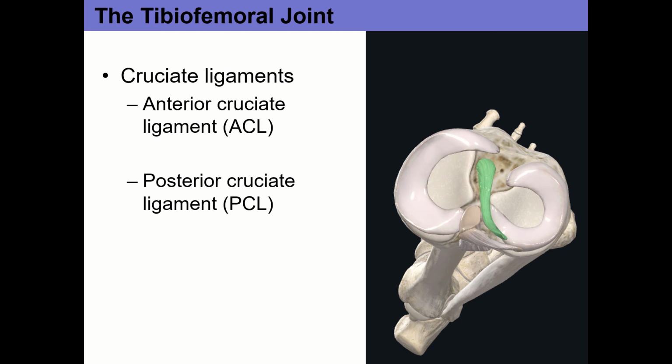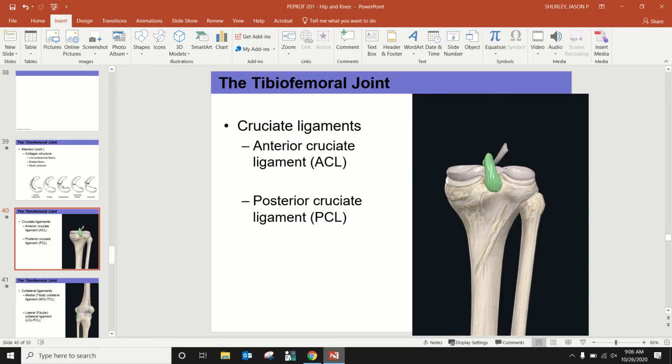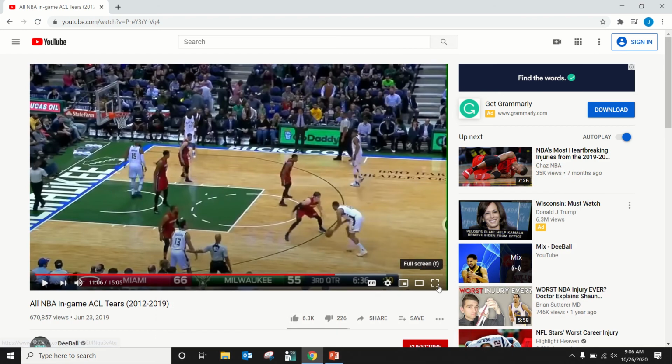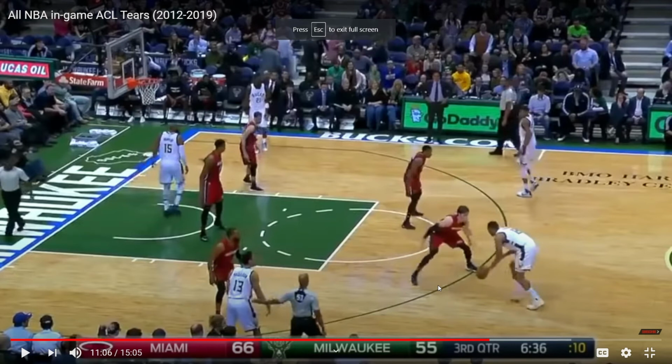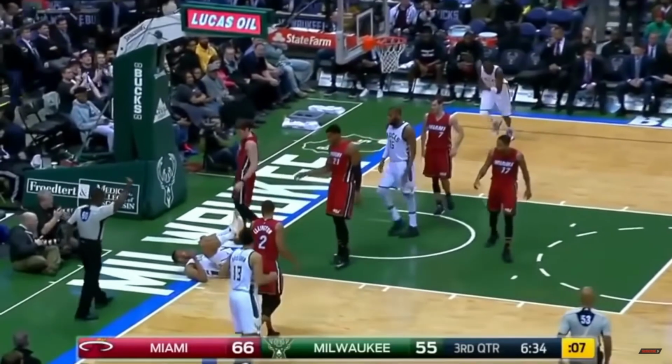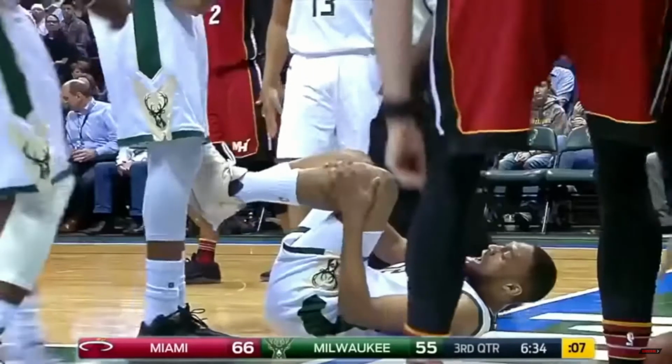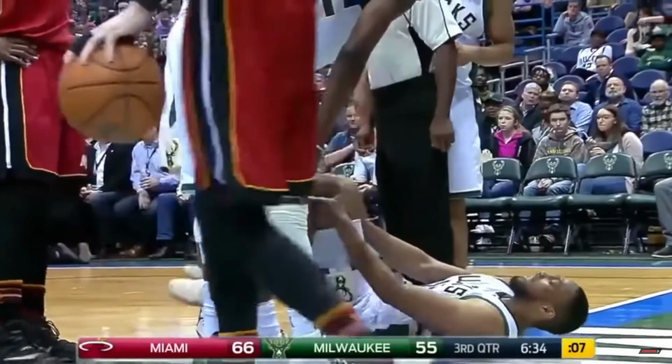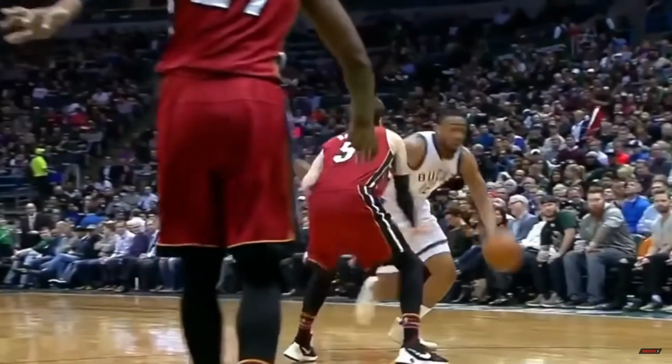For example, I'm going to show you one from the Bucks from a few years ago, poor Jabari Parker, who could never stay healthy. Watch Jabari Parker here with the ball, and he's going to change directions, and you'll see it from a couple different angles in a second. What you're looking for is the anterior translation and internal rotation when he stops to change directions.